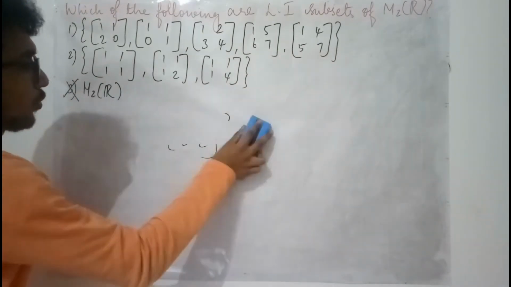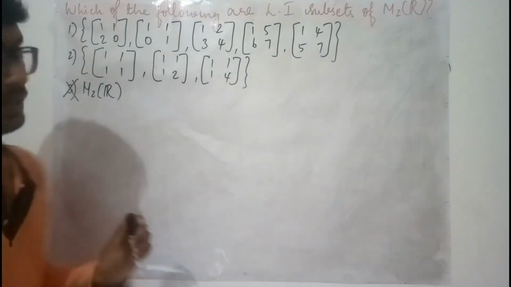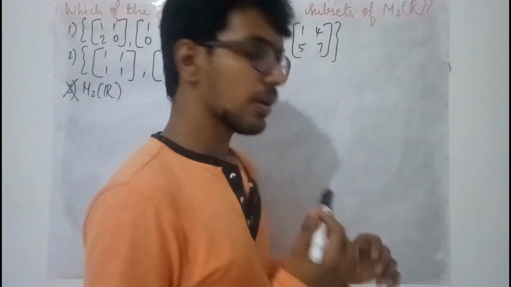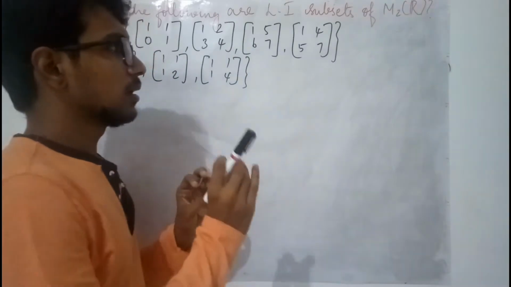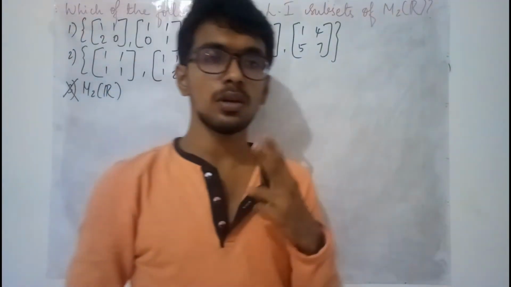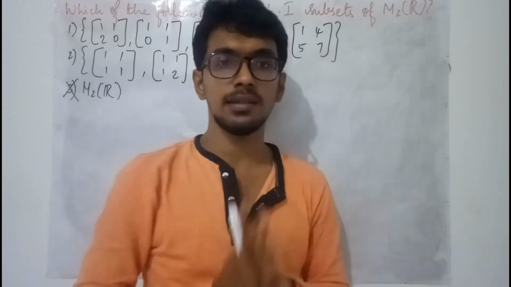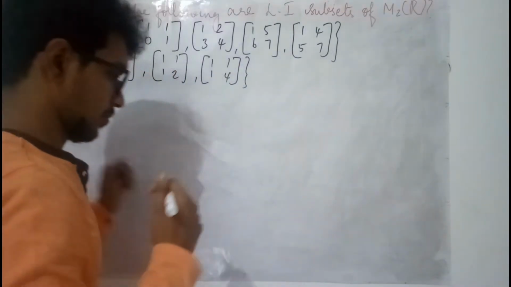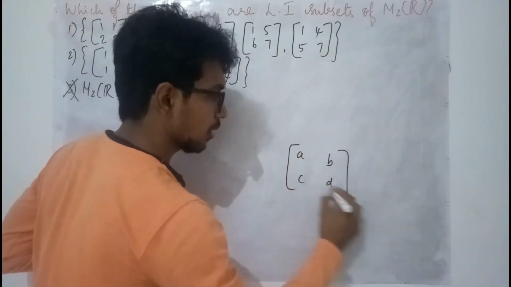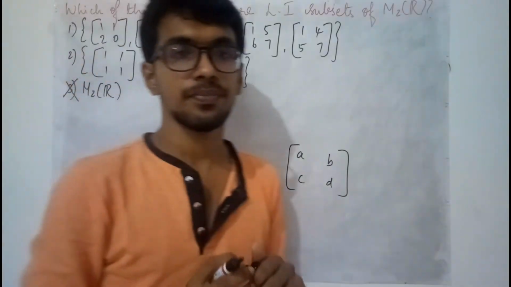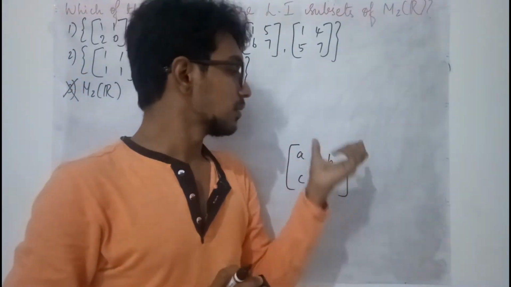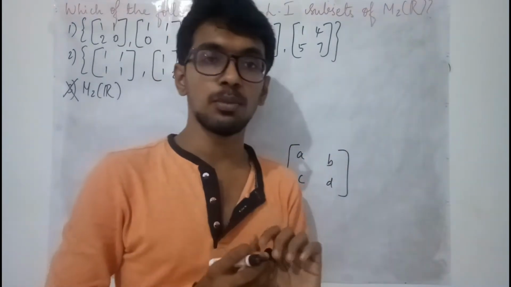Now we'll move to the first and second options. First of all, let us start with a simple idea. In order to write a 2 cross 2 matrix, how many entries do you need? A, B, C, D. These 4 entries have to be real numbers. That is, elements of this sort are present in M2(R).